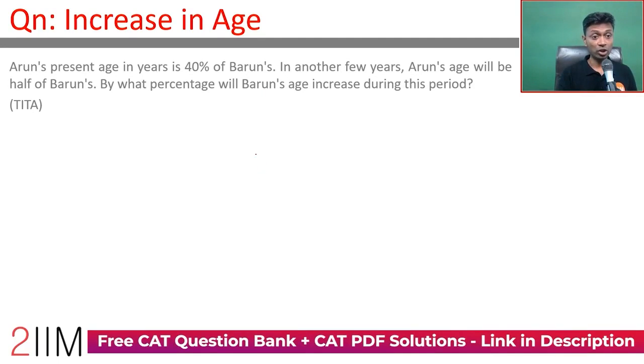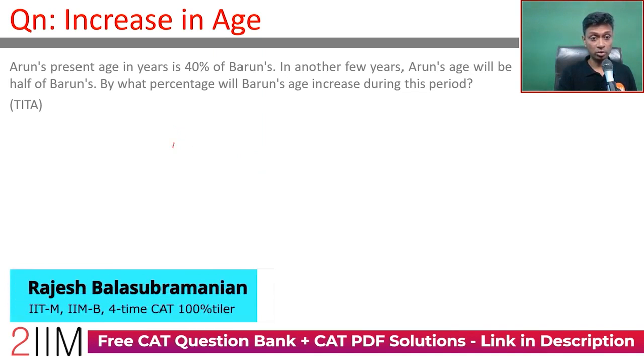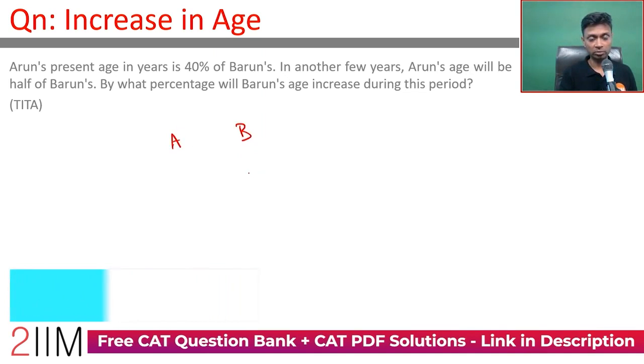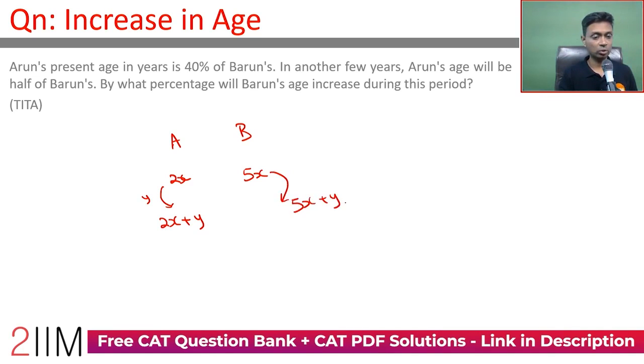Increase in age. Arun's present age is 40% of Barun's. If Barun's age were 5x, Arun's age would be 2x. In another few years, Arun's age will be half of Barun's. Let's say another y more years later, Arun would be 2x plus y years old, and Barun would be 5x plus y years old.